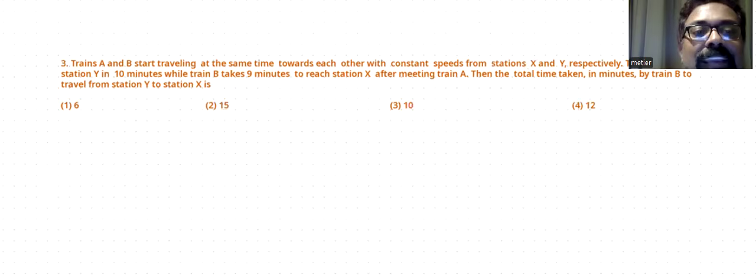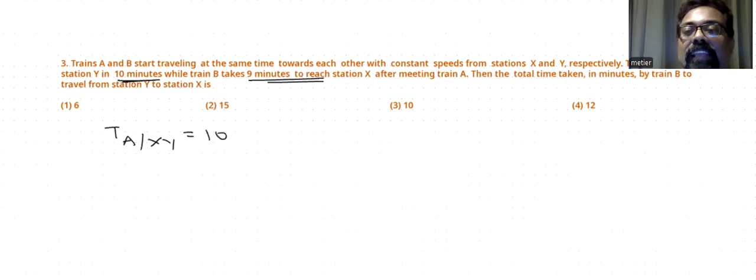Now, this time, 10 minutes, is the time taken by train A to travel X to Y. So, time for train A to travel X to Y is 10 minutes. And train B takes 9 minutes to reach station X after meeting. Means if the meeting point is M, the time taken by train B to travel MX is 9 minutes.